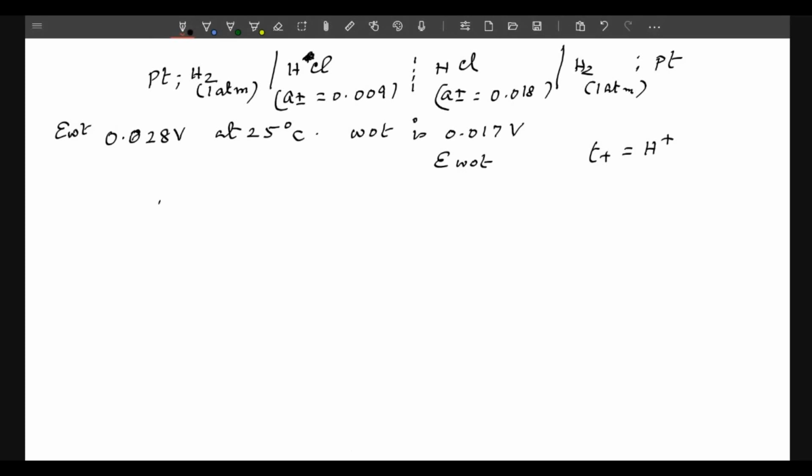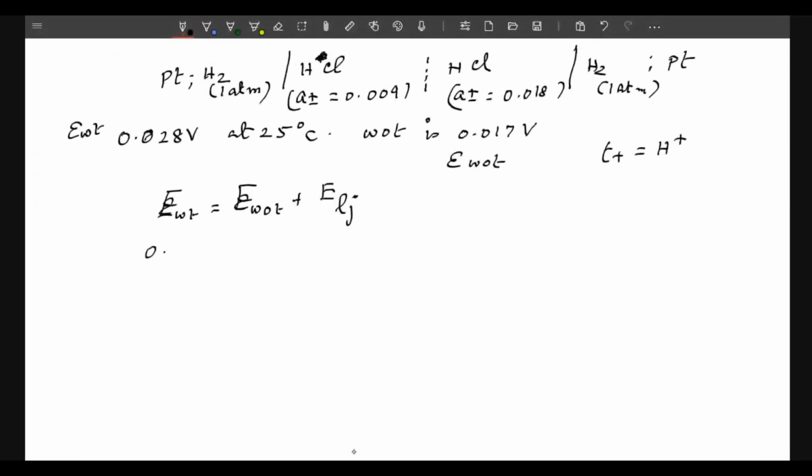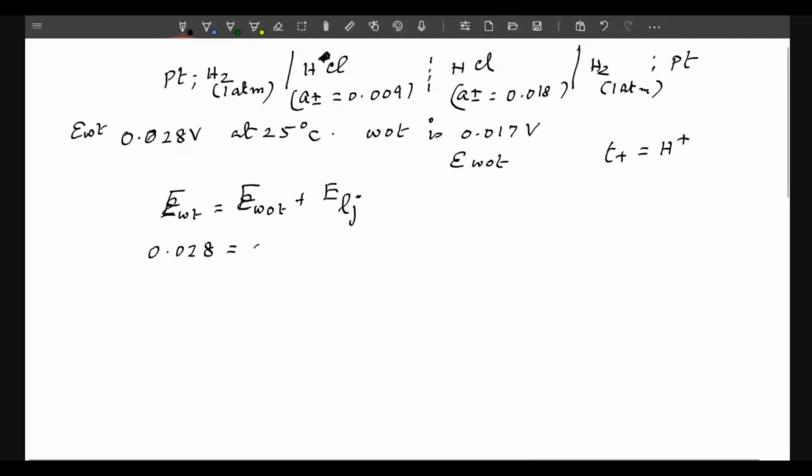What is the liquid junction potential? E of WT is equal to E of WOT plus E of LJ, and it is given 0.028 is equal to... WOT is equal to 0.017. Therefore, E of LJ is equal to how much? E of LJ is equal to 0.011 volt. Now E LJ is given.